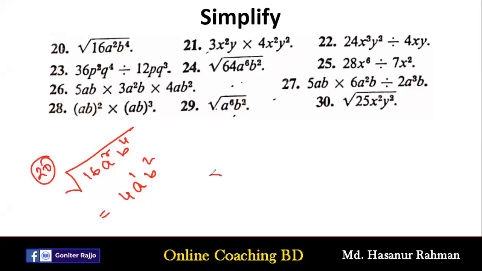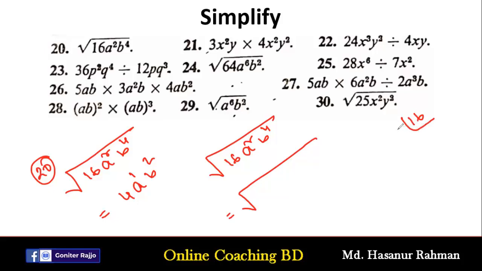And we can solve it in another way. Square root of 16 a square b to the power 4. Look, we can write 16 in this way. If we want to convert 16 into index form, then what will you get? We can divide 16 by 2, it will be 8. 8 divided by 2, it will be 4. 4 divided by 2, it will be 2. So 16 actually represents 2 to the power 4. So 16 means 2 to the power 4 multiplied by a square multiplied by b to the power 4.